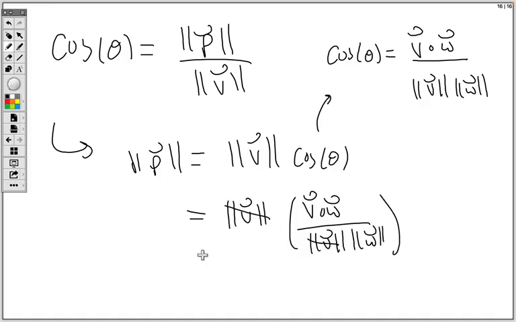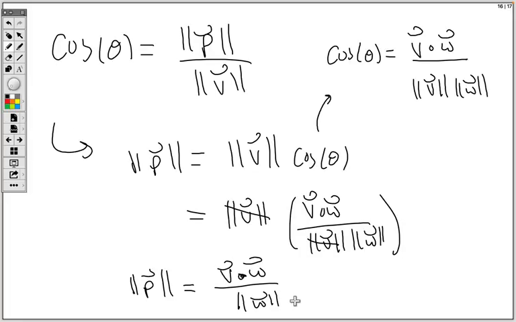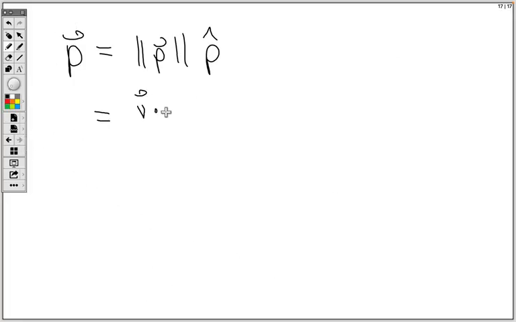So I can see that the magnitude of V would cancel out, and I get the magnitude of P is V dot W over the length of W. All right. Now I'm all set to figure out the vector P. So P equals the magnitude of P times the direction of P. The magnitude of P is V dot W over the length of W. In the scenario we're in, where theta is an acute angle, P hat's the same as W hat.